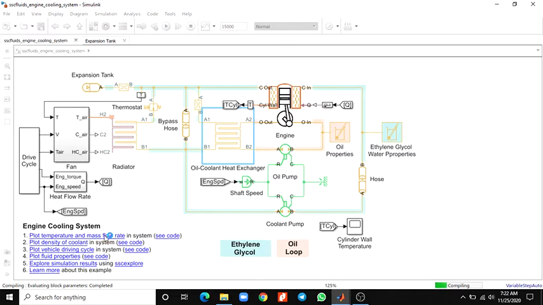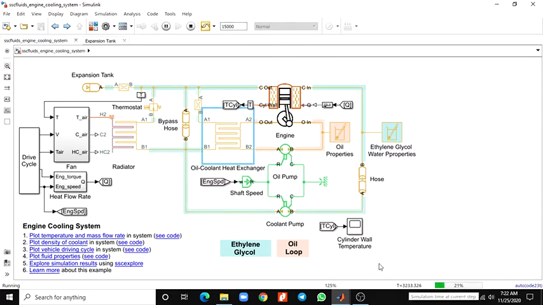Here the plot shows the effect of opening the thermostat in the engine cooling system. It takes some more time to complete the simulation. The simulation time is set to 15,000 seconds, and it is now at 3,000 seconds.